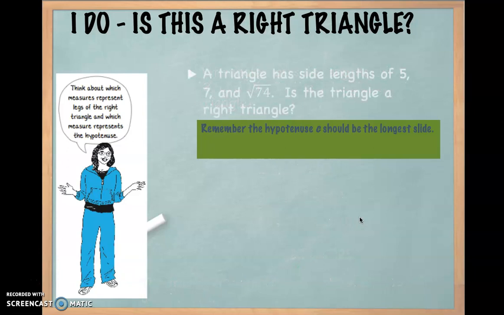This one's different. Notice what I have here. I have a root. So when I put it into the Pythagorean theorem, it'll cancel out. Therefore, 74 would just be my side. This is going to be my longest side. The root of 74 is bigger than 7, because 7 times 7 would have been 49 anyways. So this will be my c, and the other two will be my a and b.